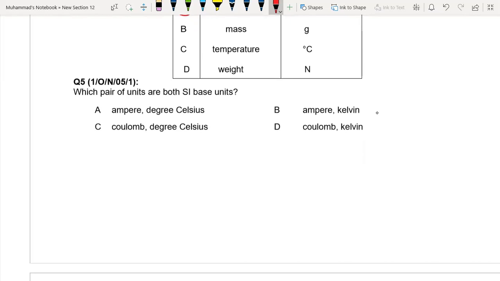Which pair of units are both SI base units? We have to look for SI base units. Ampere is an SI base unit. Degree Celsius is not an SI base unit. Ampere is an SI base unit, and Kelvin is an SI base unit. So these two are SI base units. Over here, Coulomb is not an SI base unit, and degree Celsius is not an SI base unit. In option D, Coulomb is not an SI base unit, but Kelvin is.